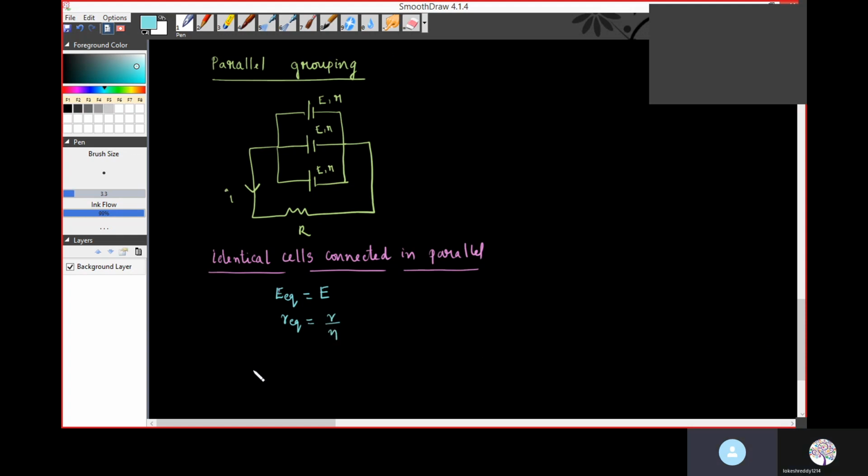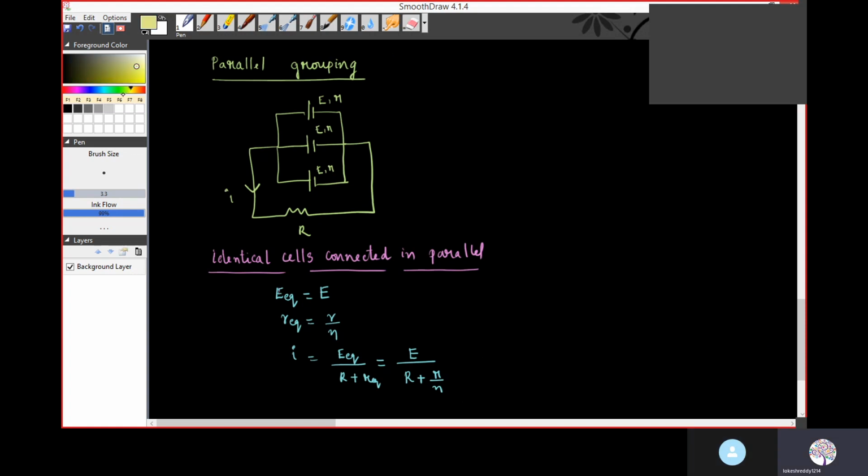The current I is equal to E equivalent by external resistance R plus r equivalent. So this is E by R plus r by n.